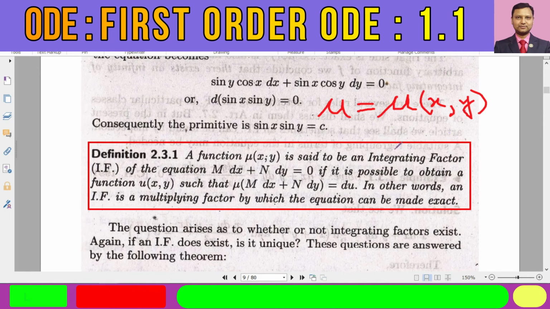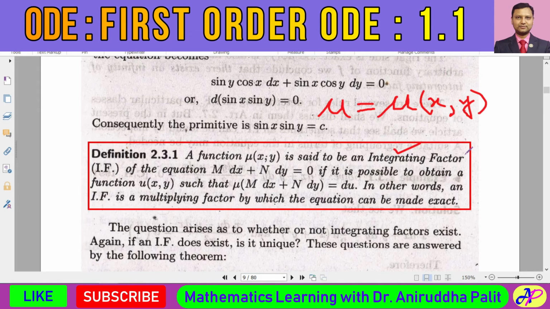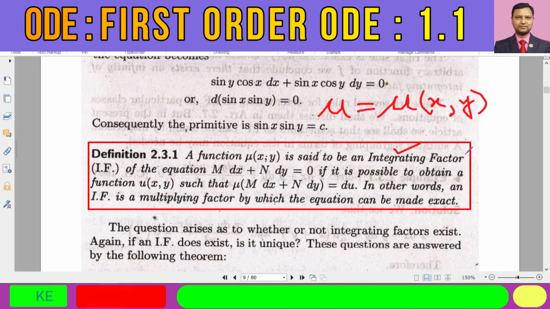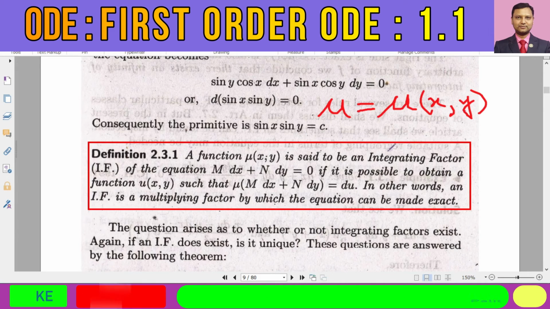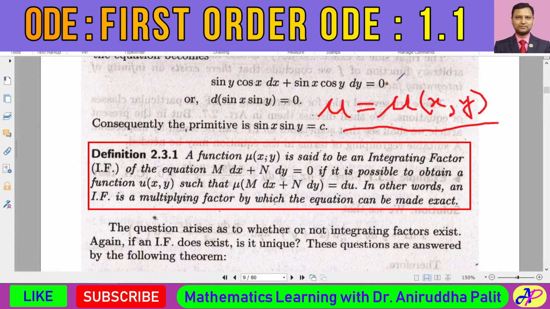Why integrating factor? Because it helps us to convert the differential equation into a form which is possible to integrate. Otherwise it was not possible previously, but over here after multiplication by this kind of factor, this differential equation ultimately converts into a form which is exact, or which can be directly integrable. So this kind of multiplication factor is called integrating factor, or in brief we designate it as I.F., or integrating factor.